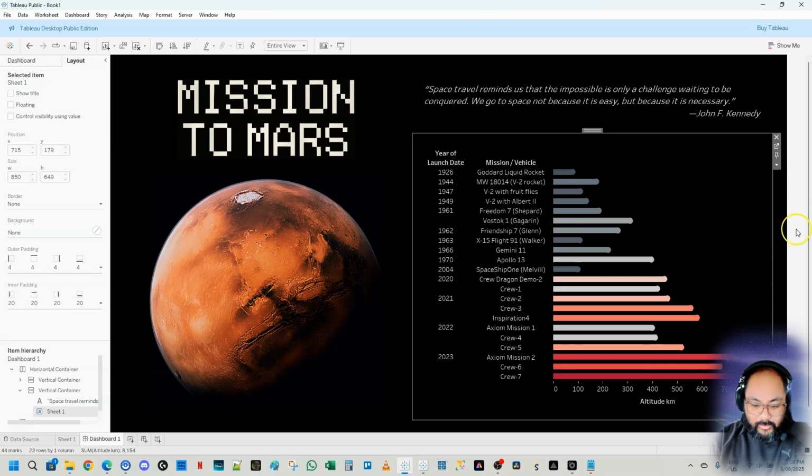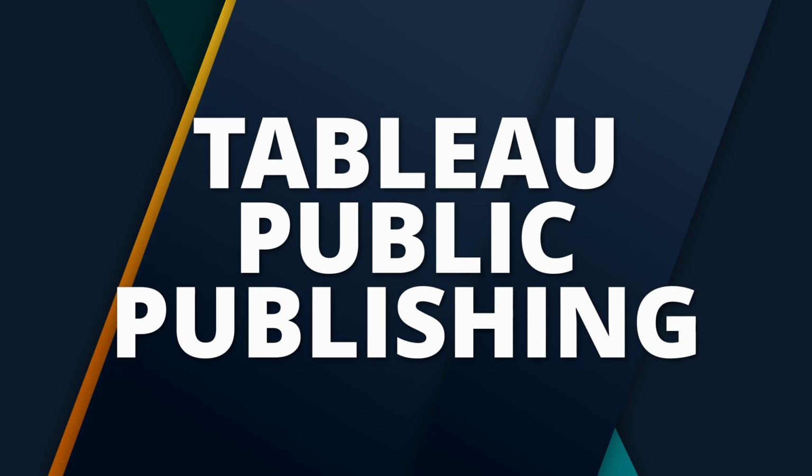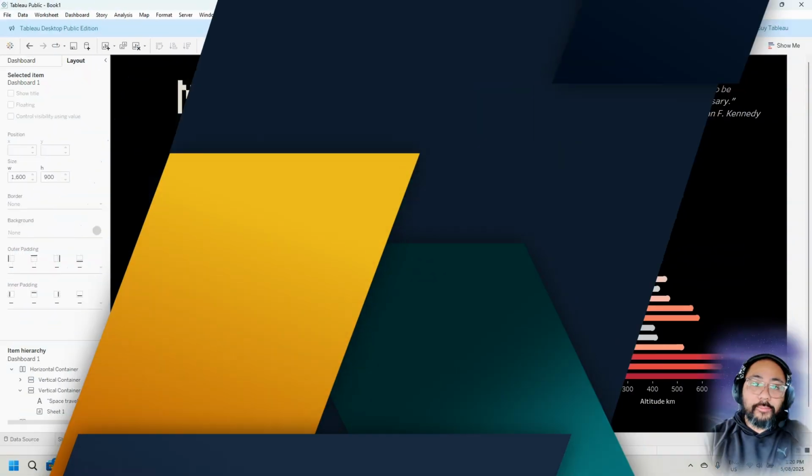Okay. All right. So that is pretty much our dashboard. Done. Super easy today, but super cool. All right. Now, next step is going to Tableau Public. Now let's publish to Tableau Public.